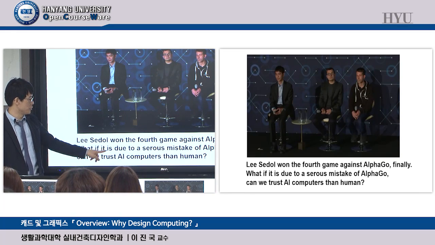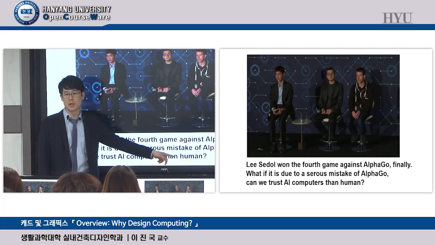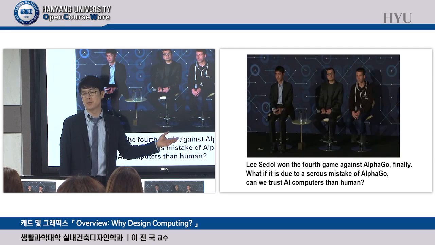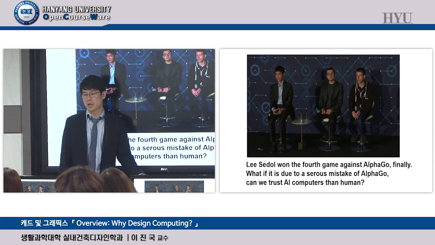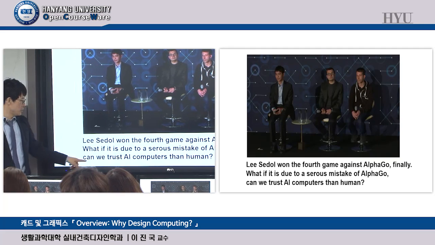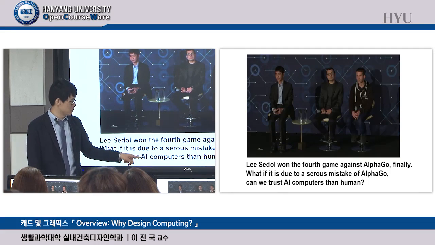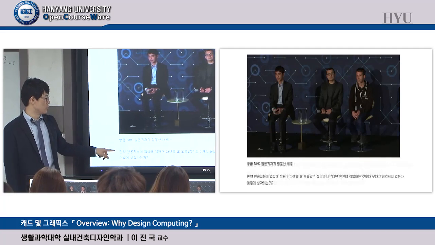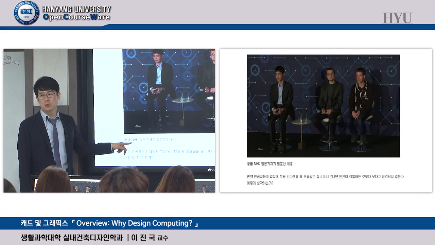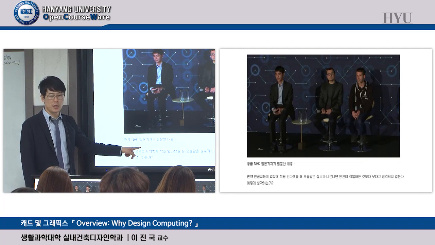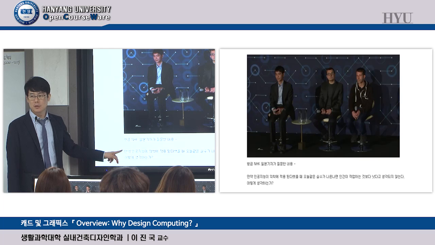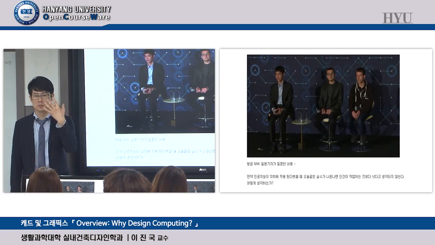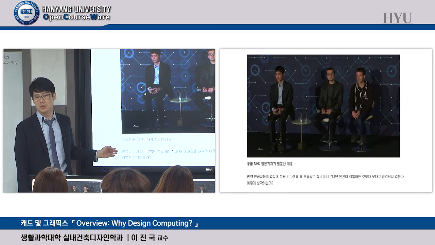What if it is due to a serious mistake of AlphaGo? You know what? Google mentioned that AlphaGo made a serious mistake and lost the game. Can we trust artificial intelligence computers more than humans? Okay, take a look. A reporter from NHK asked this one. So they got kind of a dark face after getting this question.